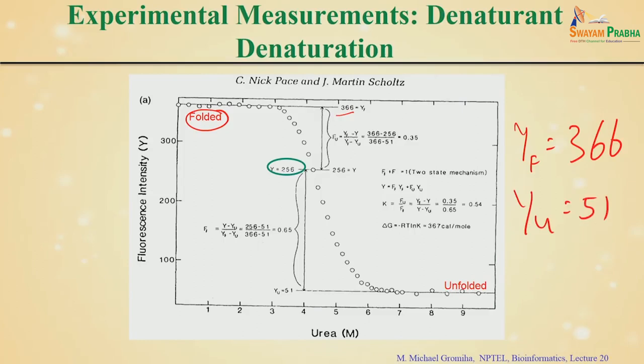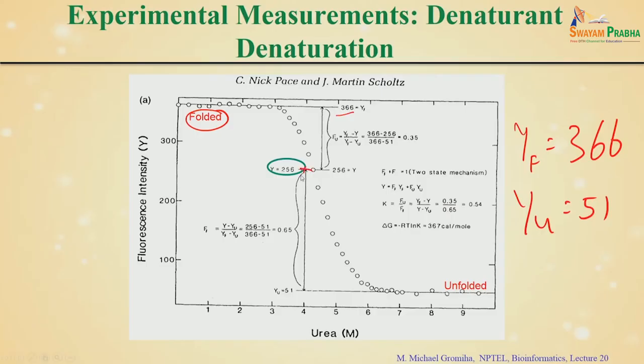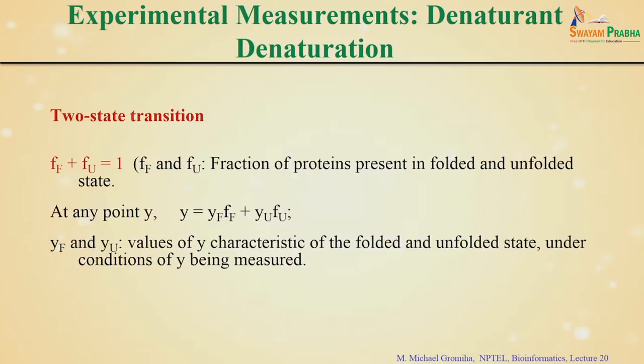Then, using this graph for different concentrations and the fluorescence intensity values, it is possible to derive the value of delta G at any point. For example, if you take this point, in this case Y equal to 256, then what is the contribution from the folded state and what is the contribution from the unfolded state? If you take any point and add up the contribution from the folded and the contribution from the unfolded, this equals 1. If you take any point, that is a fraction. The fraction Y you can give as Y equal to YF into FF plus YU into FU, where FF is the fraction for the folded state and FU is the fraction for the unfolded state.